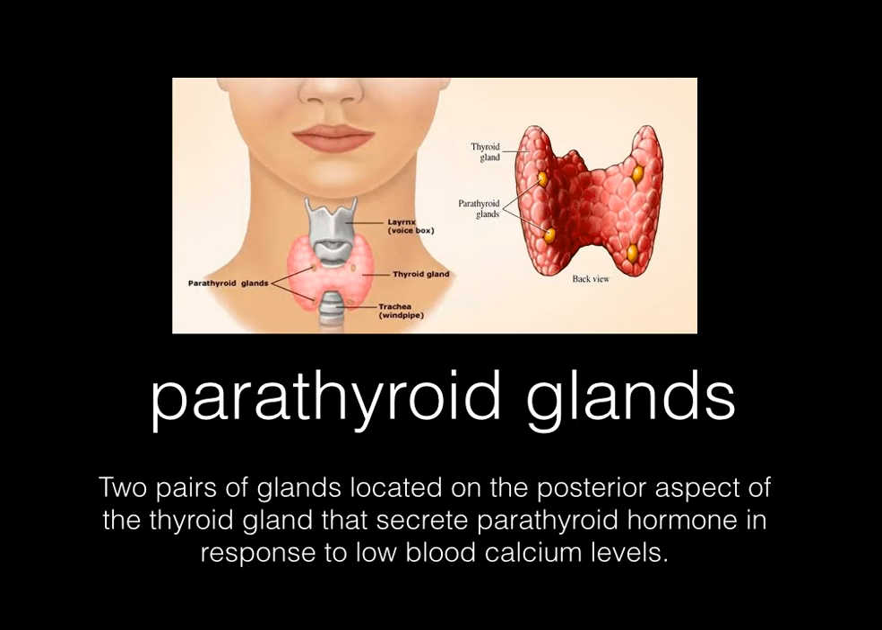We have the parathyroid gland. These are located in our thyroid here in our neck basically, and they're these small little glands here, and there are 2 pairs of glands located on the posterior aspect of the thyroid gland, and they are going to secrete parathyroid hormones, and these are going to be in response to low blood calcium levels. So you can see a larger picture here of the parathyroid glands.